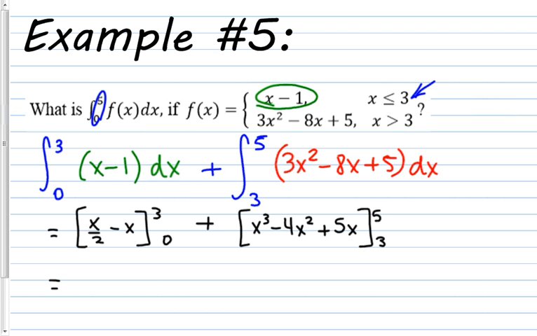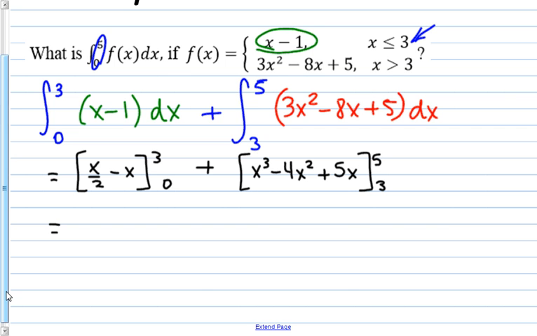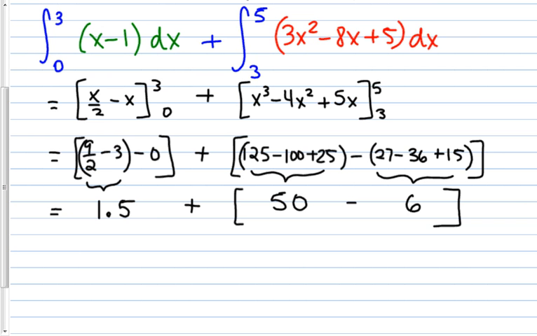So then you would integrate. So there's the integral of both. And then now we're going to evaluate by plugging in the 3, the 0, the 5, and then the 3 again. Here's the next step. And the next. And there's my answer.